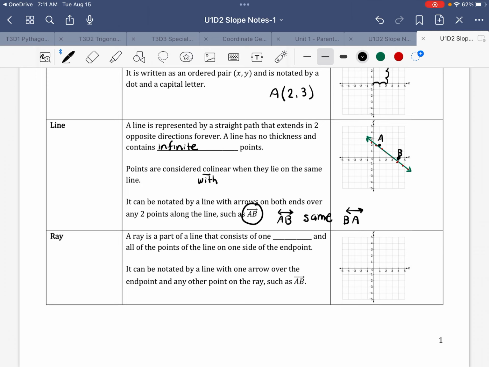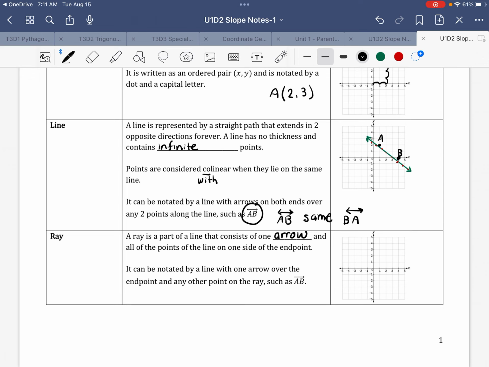Now, a ray is a part of a line that consists of one endpoint and all of the points on the line on one side of the endpoint. One arrow, I think, is what this is. So it can be notated with a line and one arrow over the endpoint.